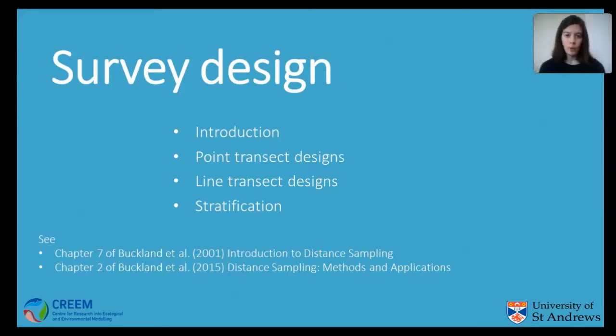We've broken the survey design lectures into 3 parts, so I'll be taking you through each of those in turn. And we're pointing you to Chapter 7 of the 2001 Introduction to Distance Sampling book, and also Chapter 2 of the 2015 book. So you'll find a lot more information about all of the topics I'll mention in those 2 chapters. And so in this first lecture we'll cover an introduction to survey design. We'll then think about point transect designs, followed by line transect designs, and finally a little bit about stratification towards the end of this lecture.